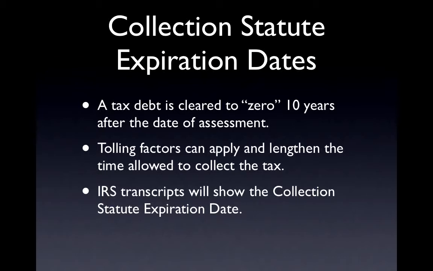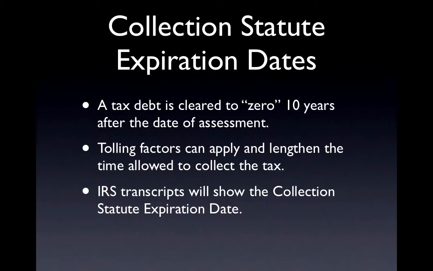If you file a return and it shows that you owe $100, and then later on the IRS finds a math error, or they decide to audit you, and 2 years later they decide to assess additional tax, then you would have a second assessment date, and the 10-year statute of limitations would begin to run from that date as well for 10 years. Now, there are a number of things called tolling factors that can apply, which will actually stop the collection statutes from running.